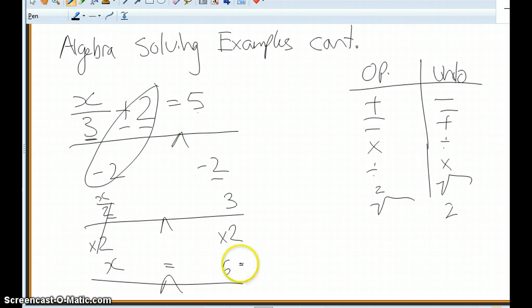Always, always, always check your solution. If you put the answer back into your original equation, it should remain true. 6 divided by 3.